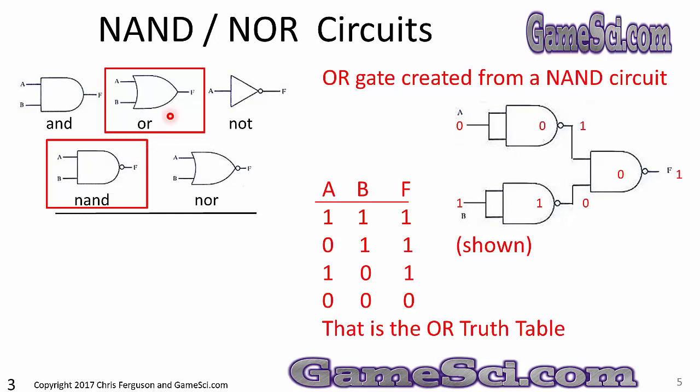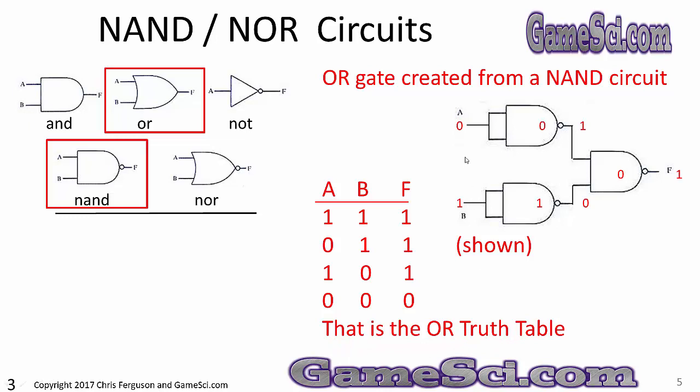Let's now build an OR gate out of nothing but NAND gates. I'm going to build a circuit using only NAND gates, and it's going to implement an OR gate. The OR gate created from a NAND circuit looks like this. With three NAND gates, I can build an OR gate. Focus on this line of the OR truth table. It says if A is 0 and B is 1, I should output F a 1. This is definitely the OR truth table.